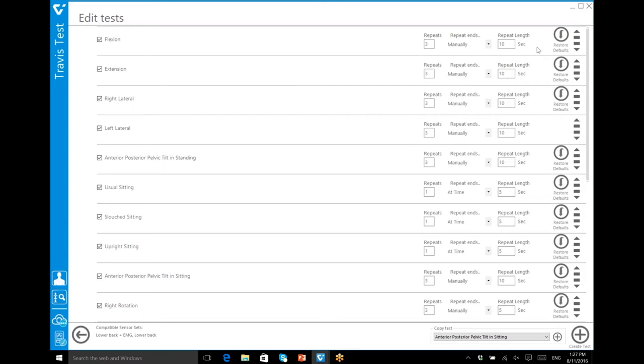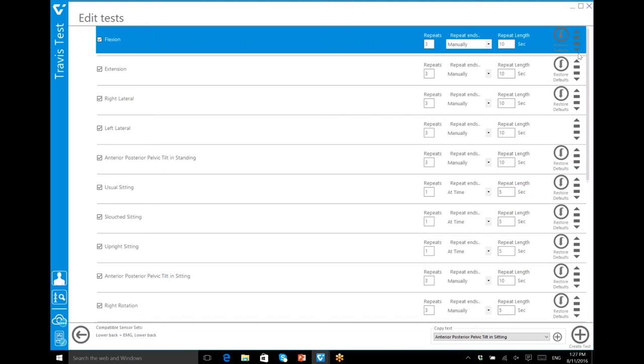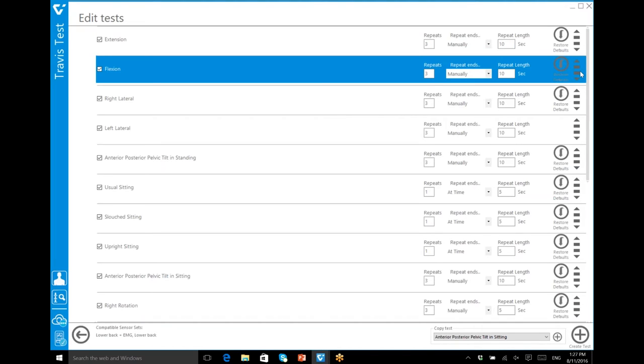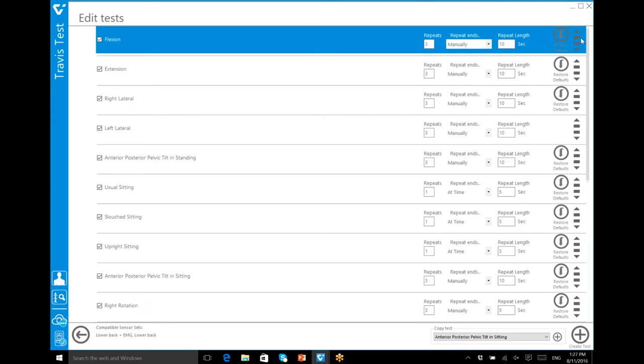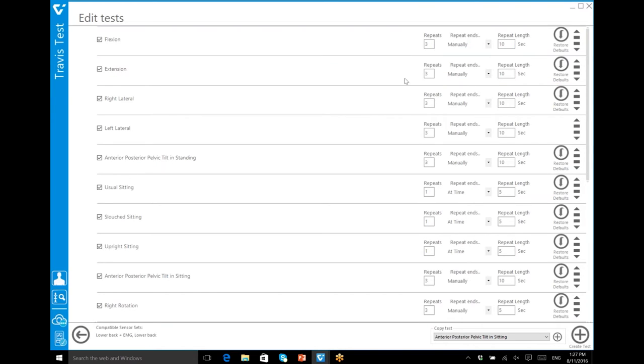And the click and drag function over the right hand, if you click and drag that down your screen, you'll see that extension and flexion have now swapped order. And if I drag it back up, it puts it back into that order. So if you want to do your seated postures first, you can easily do that by clicking and dragging on the right-hand side of the screen, sorry.